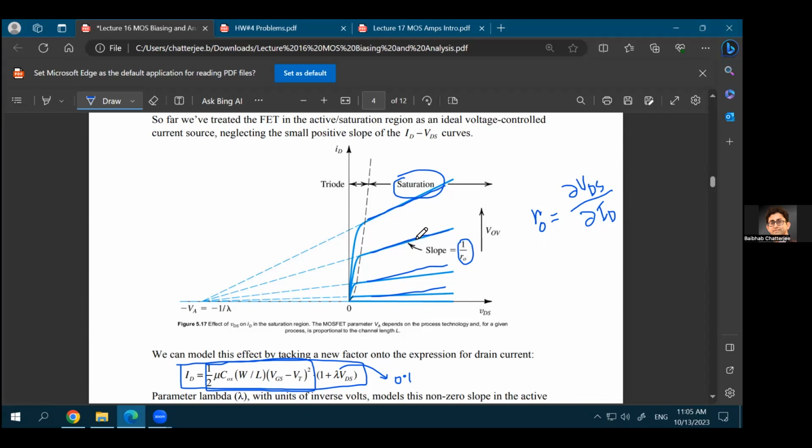What is the slope of this curve? That is the derivative of ID with respect to VDS. That's the slope of any Y versus X curve. If you have a Y-axis and an X-axis, what is the slope? The slope is the change in the Y-axis divided by the change in the X-axis. That's the same thing we are saying here. It's just that because resistance is voltage over current and not current over voltage, your slope in this case is 1 upon RO.